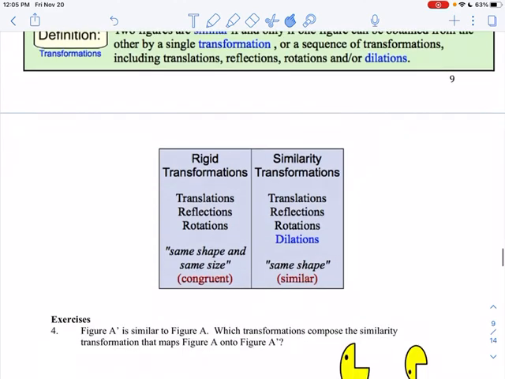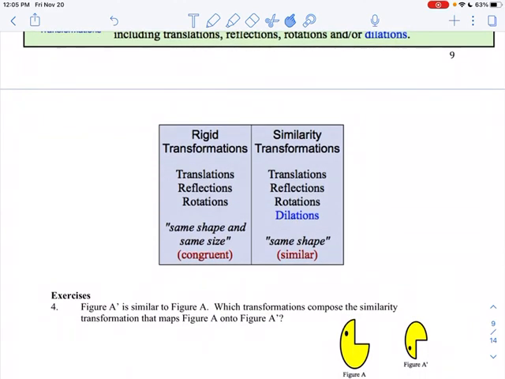All right, so here's a little summary right here. My rigid transformations, the ones that are going to result in congruent figures, are my translations, my reflections, and my rotations. Those have the same shape and the same size. They're congruent. My similarity transformations are still the translations, reflections, and rotations, but now I'm adding in dilation because I'm going to change the size of them. So those are not congruent. They're the same shape, but they are not the same size. So I say those are similar to each other.